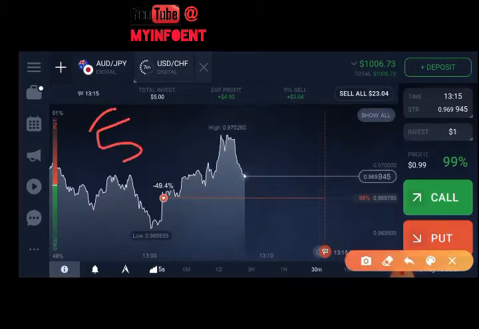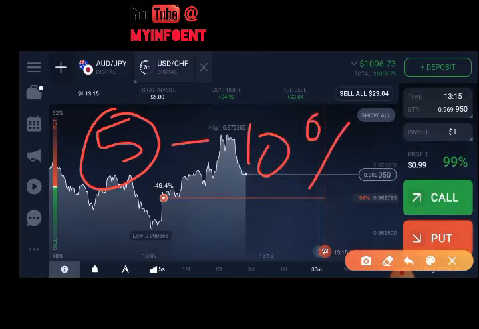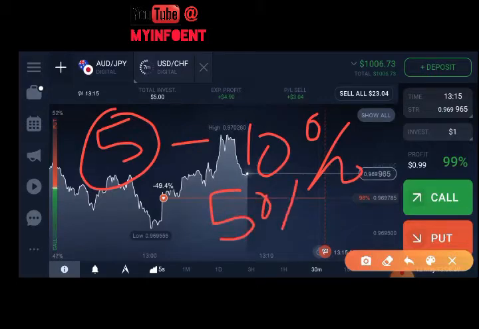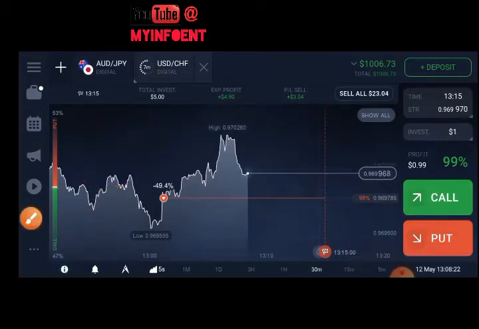Back to what I was saying. Number 5, I've said it earlier, don't invest more than 10% of your total capital. I have total capital of $1,000, and right now I just used the three-step martingale strategy to invest $5. So you should understand what I mean by that.